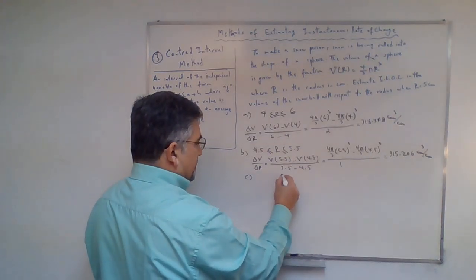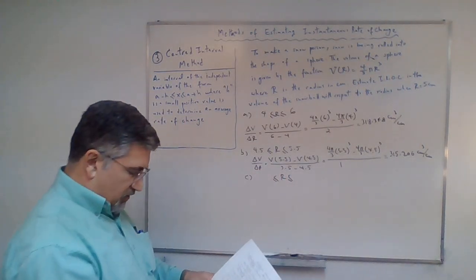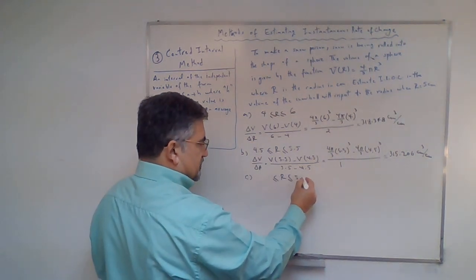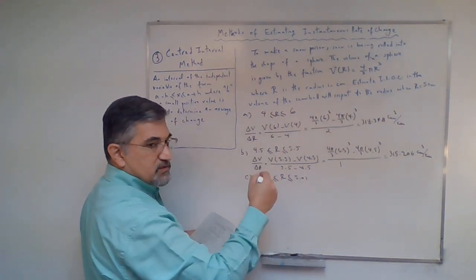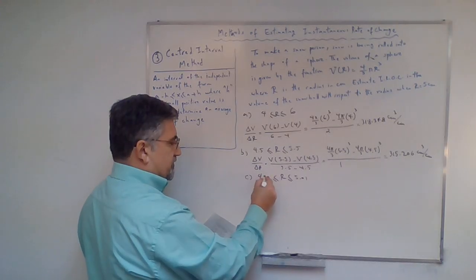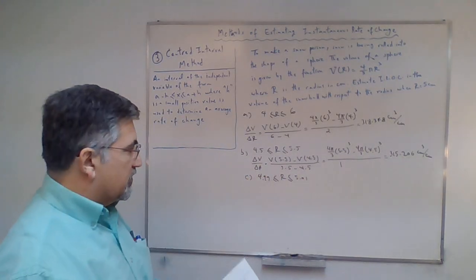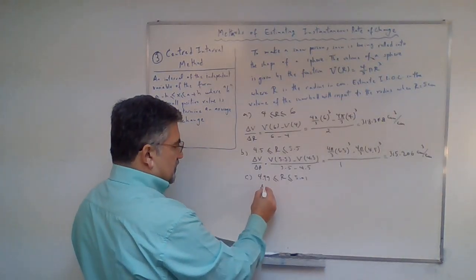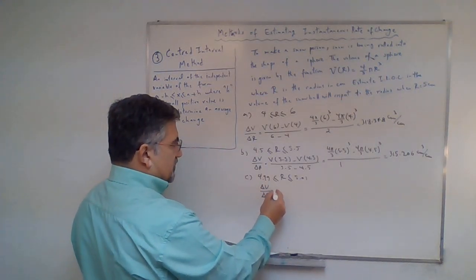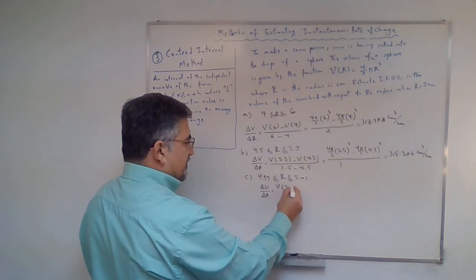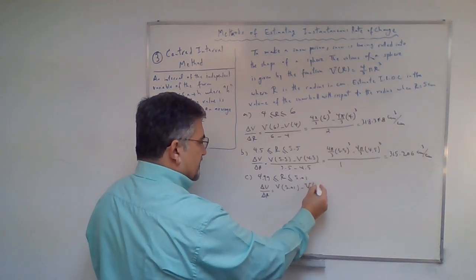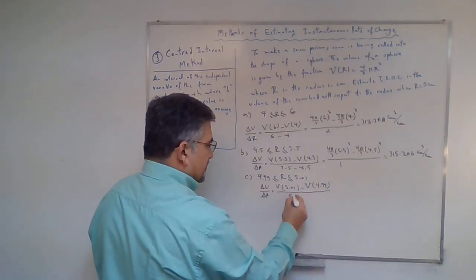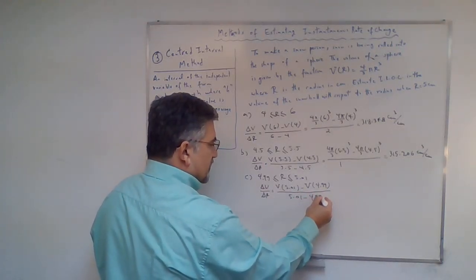Then in that case, my centered interval would be 5 plus 0.01, which is 5.01, and 5 minus 0.01, which would be 4.99 actually. So this is a very, very narrow, small interval. If I do the calculation for delta V over delta R, it's V at 5.01 minus V at 4.99, divided by 5.01 minus 4.99.